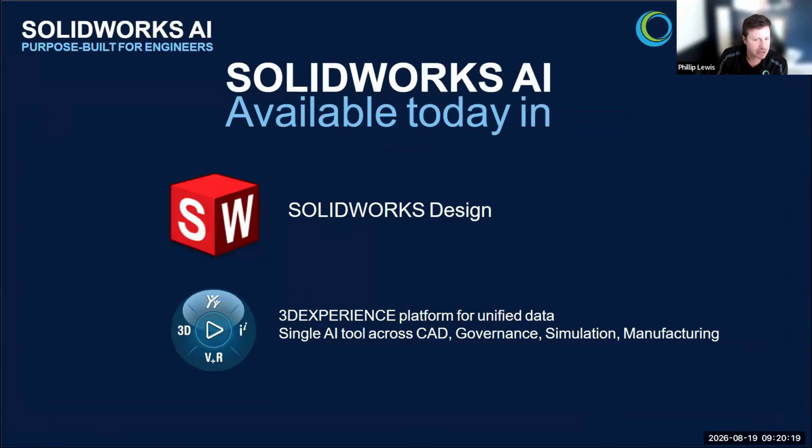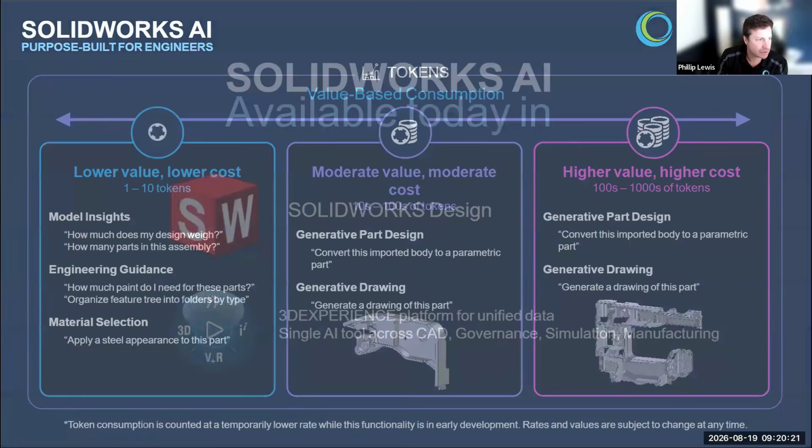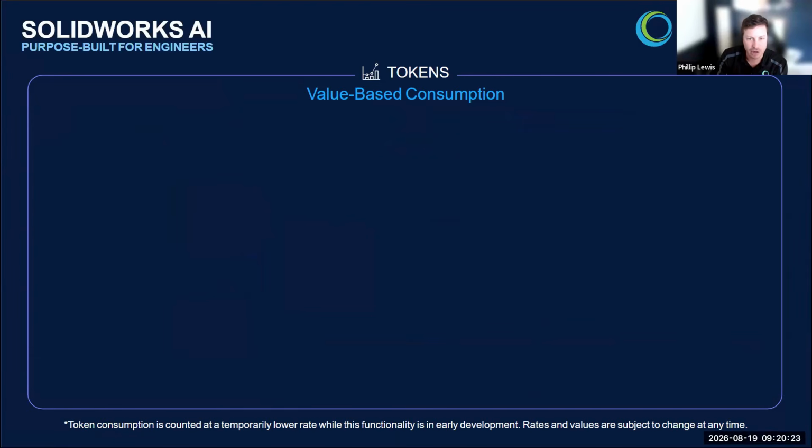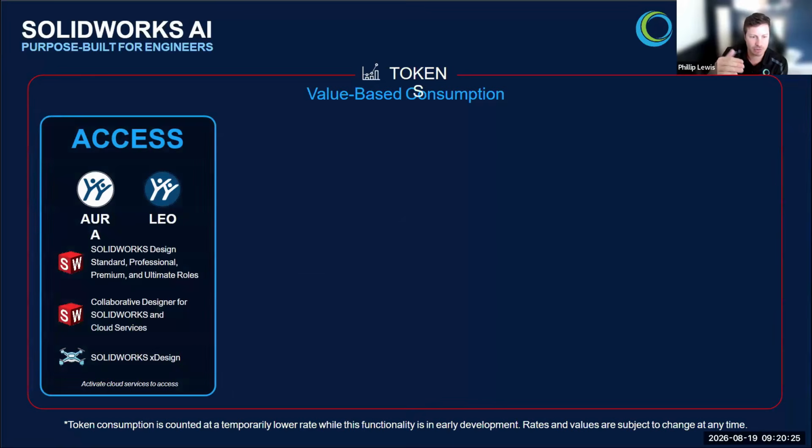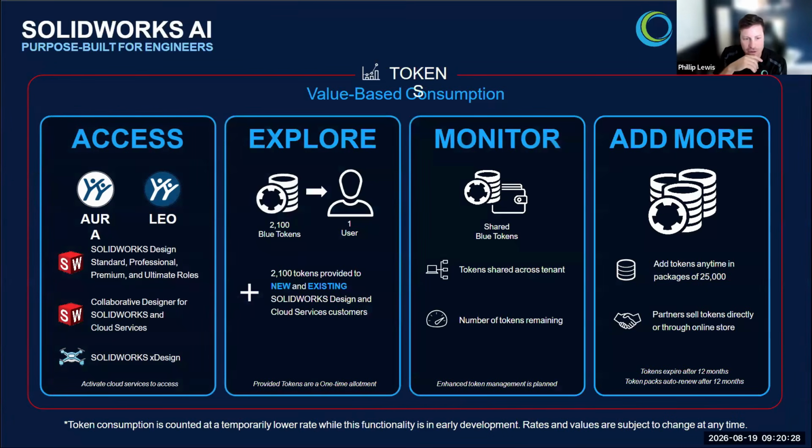Can you go back to the slide right before that, actually? I wanted to point something out about how many tokens you actually get. So there should be one right before this. Yeah, this one. This shows you that when you buy SolidWorks, or if you have an active subscription, you're being given tokens now. You can always buy more tokens. Each user gets 2,100 of the regular tokens that you can use on drawing creation, things like that. So that's what you're seeing here.